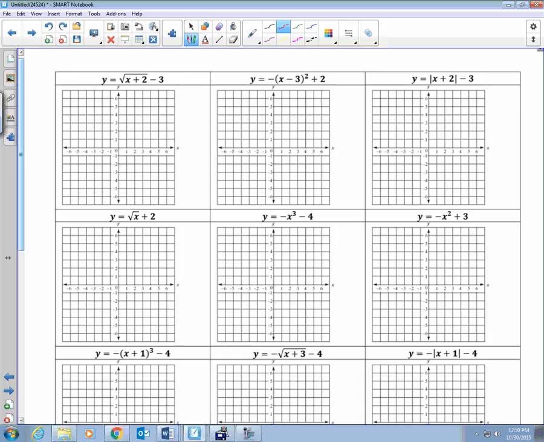Let's just look at this one. Parent function looks like that. What's the shift? 3 to the right, up 2, and then what's the negative in front do?